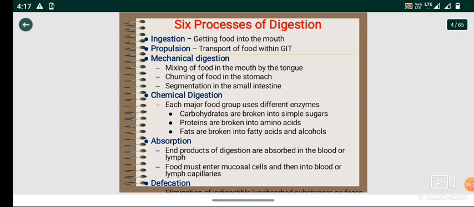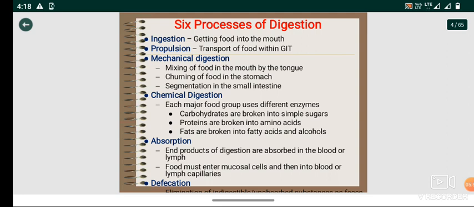Egestion is basically defecation: the unwanted substances that do not get converted into some useful substance are excreted out by the body, so that the GIT can occupy the newly ingested food. It is a continuous process to defecate the unwanted undigested substances from the GIT. So the last step is defecation, and the first is ingestion, which is getting food into the mouth.